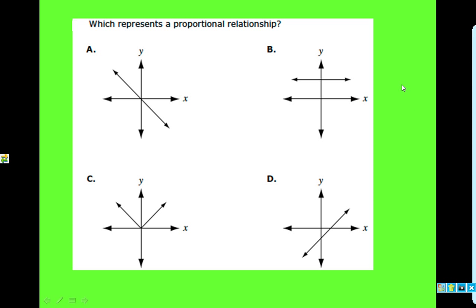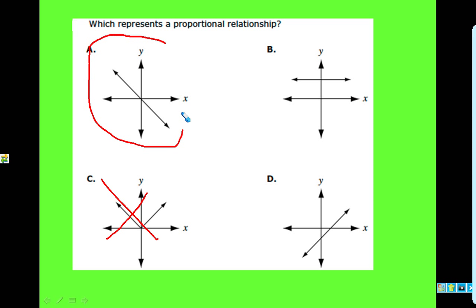Okay, looking at this, what we've learned already, which represents a proportional relationship, we can go ahead and cross out C. It is not a straight line. Everything else is a straight line, but another thing that you need to know about a proportional relationship is it goes through the origin. It goes through the point (0, 0), and that is answer A. A represents a proportional relationship.